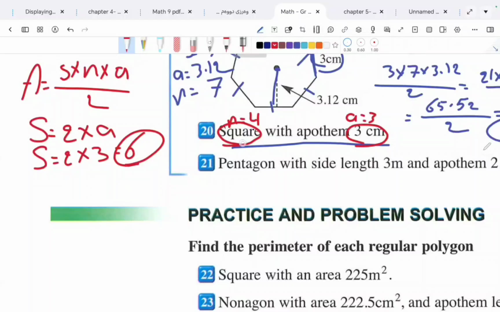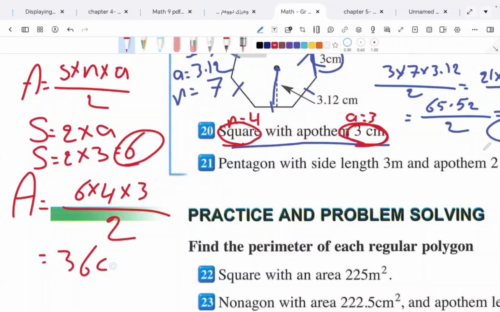As I told you, in a square, when you have the apothem, by using this rule 2 times a, you can find the side. So now, the area, big area, S equals what? We found it equals 6 times n, and n is a square, so it equals 4. a equals 3, divided by 2. 4 times 6, 24. 24 times 3 divided by 2 equals 36 square centimeters.